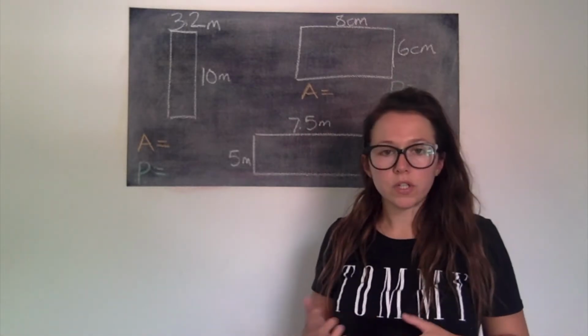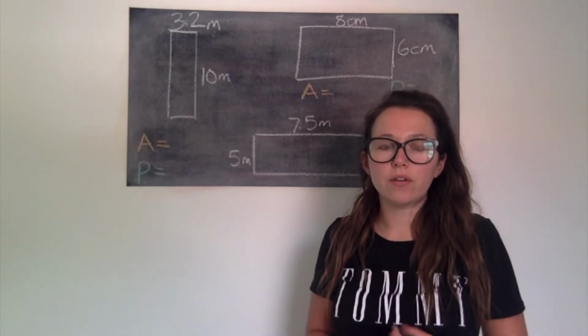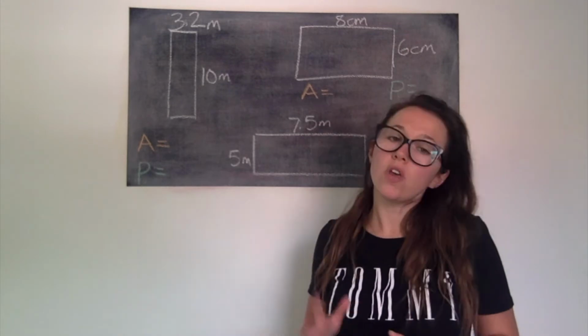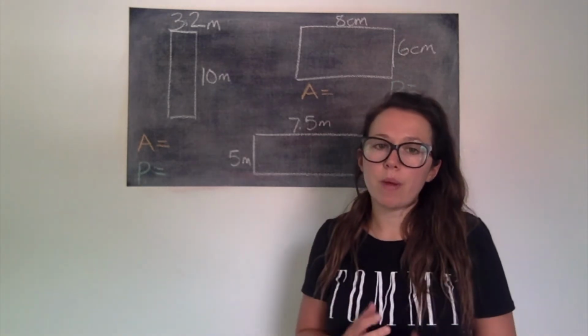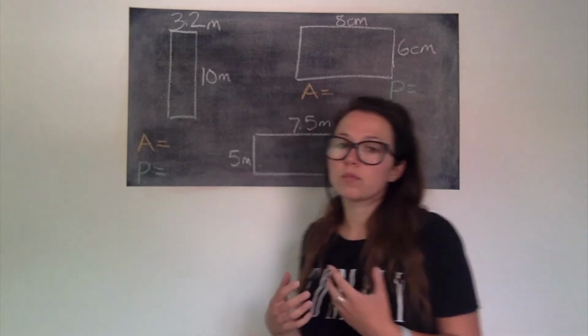Today we are continuing to look at area, and we're going to start to look at the area of some compound shapes. But to start off with, we'll just go and refresh our memories of how to find the area and perimeter of some simple shapes.